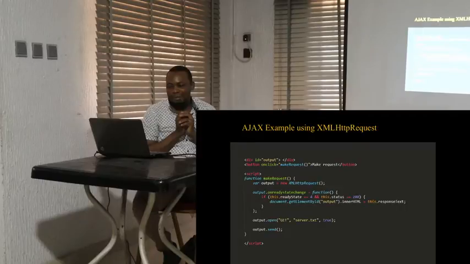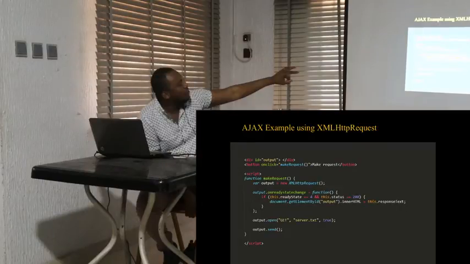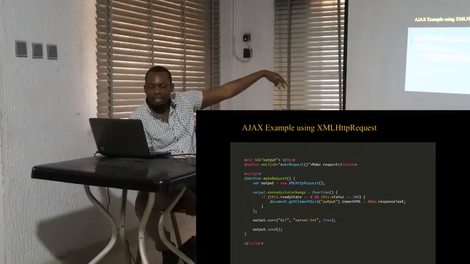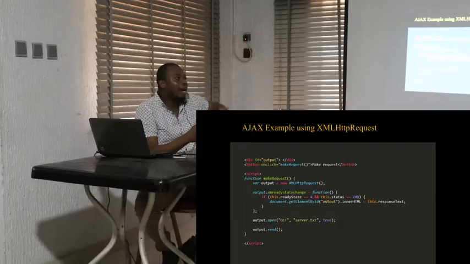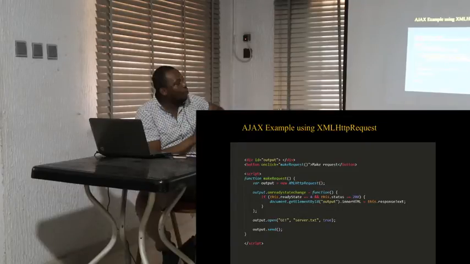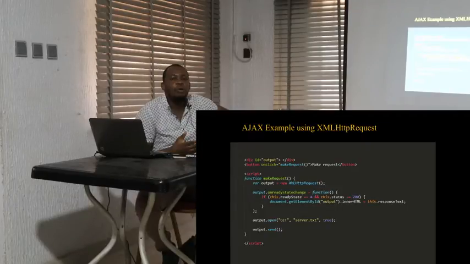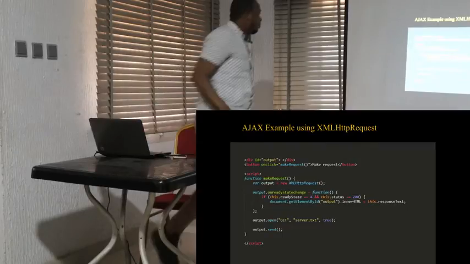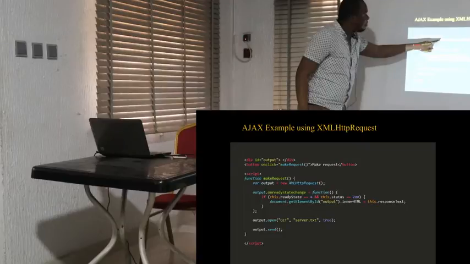So the div with an ID of output, this is where I'm going to put all the responses I get from the server. But how would that happen? I'll have to click on a button. You understand? So when I click on the button make request, I'm the one that called the function makeRequest. The makeRequest function is this.